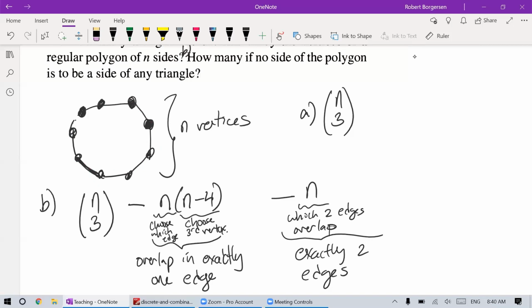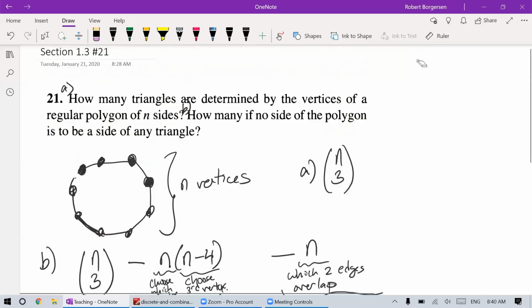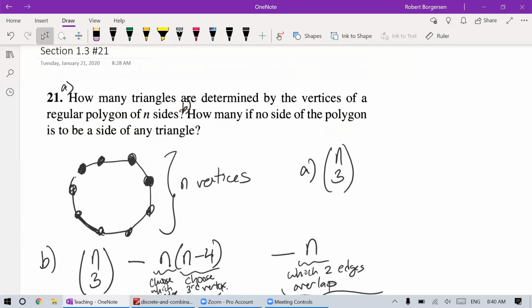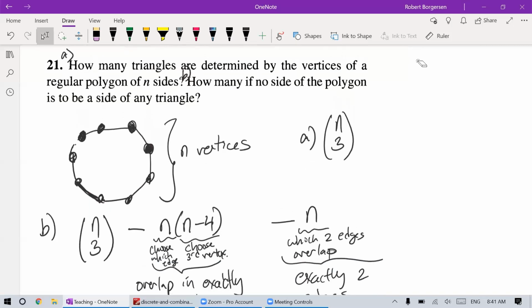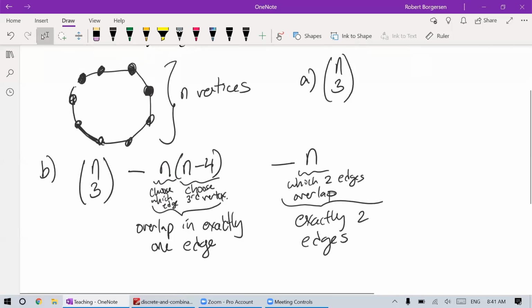That completely solves the problem because I've taken every possible triangle. I subtract off ones that overlap in exactly 1 edge. I subtract off ones that overlap in exactly 2 edges, and there you go. That's all the ones that overlap. So we're done. Okay.